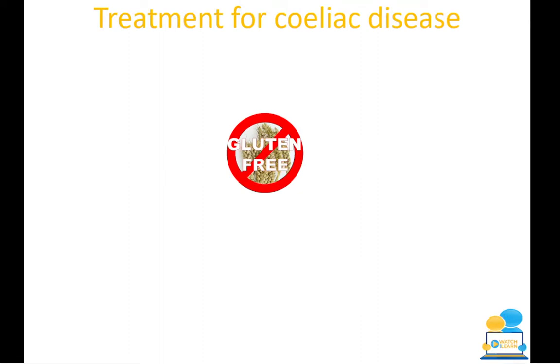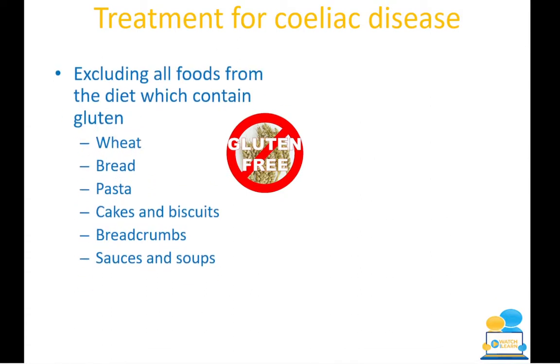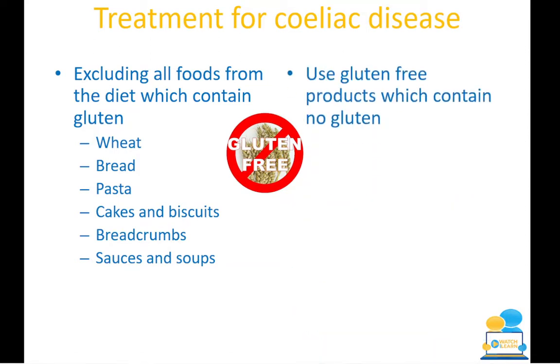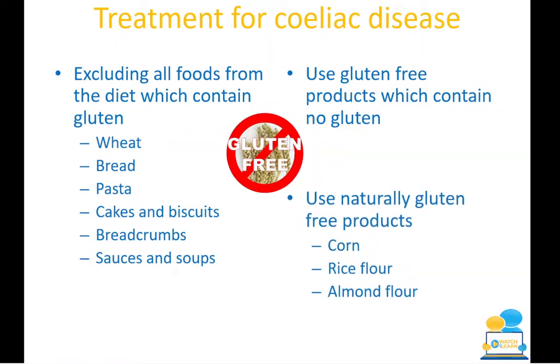So treatment for celiac disease is basically to avoid anything containing gluten. This includes your wheat, your bread, your pasta, cakes and biscuits, breadcrumbs, sauces and soups, and also the likes of your stock cubes. You should try to use gluten-free products which contain no gluten. The best way would be to go for your naturally gluten-free products, like your corn, your rice flour and your almond flour.